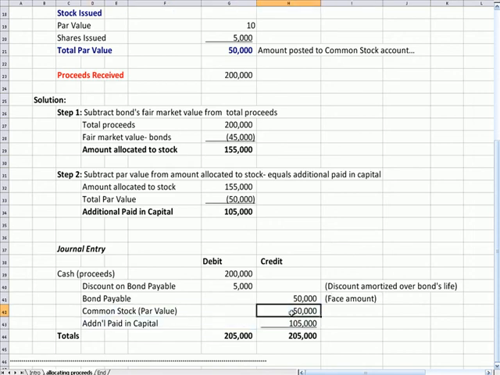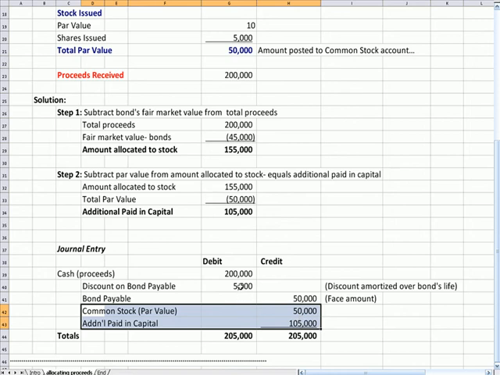Here's the par value of the common stock, which we've talked about several times, $50,000. The additional paid-in capital is a credit. We figured that out in step two. So this credit is a liability, bond payable. These credits for common stock and additional paid-in capital are credits to an equity account.